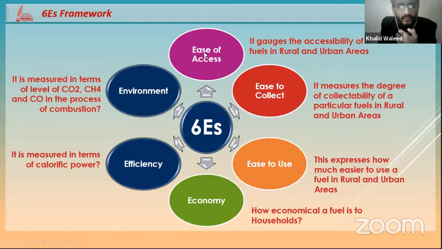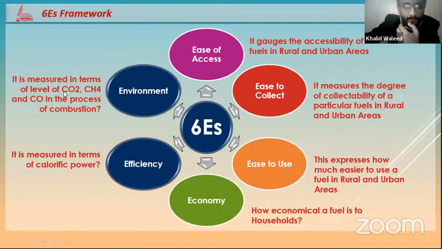The first E in this regard is ease of access. It gauges the accessibility of a fuel in rural and urban areas. The second E belongs to the collectability of a fuel. The third E belongs to the usability of a fuel in rural and urban areas, whereas the fourth E belongs to the economy, that is the affordability of a fuel. The fifth E is efficiency, and it is measured in terms of calorific power. Calorific power is the energy produced from a particular fuel, whereas the last E, that is the sixth E, is the environment aspect, and it is measured in terms of the level of CO2, CH4, which is methane, and CO in the process of combustion.